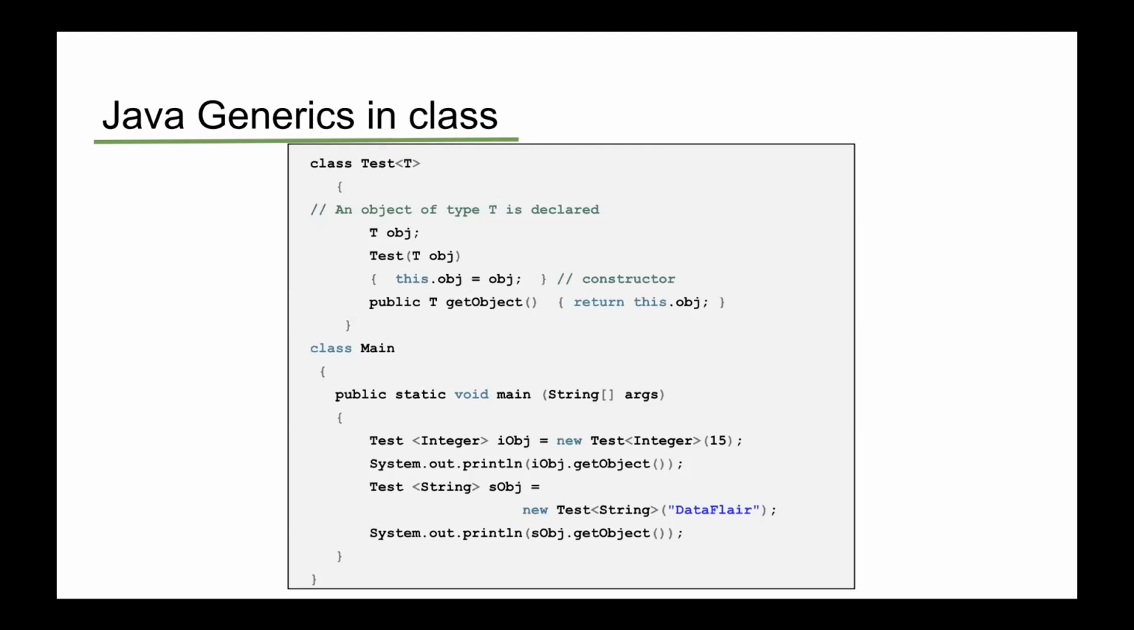So if you look at the main class, how this test class is implemented, we're using only one class for utilizing integer and string, right? So we're not creating new classes for integer or string. We're just using test. So this is very efficient, you see.